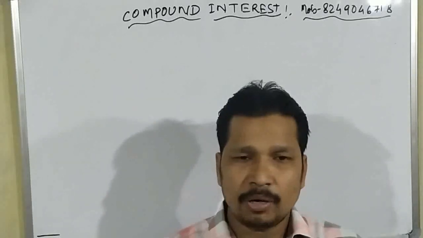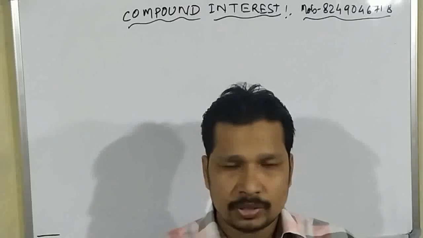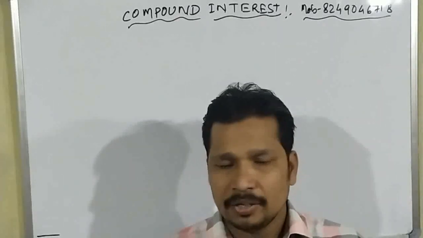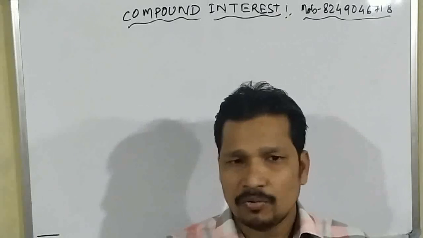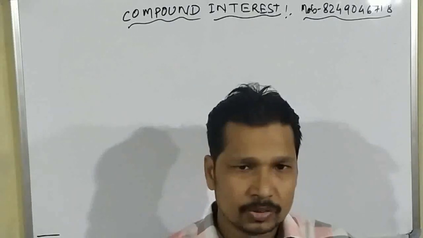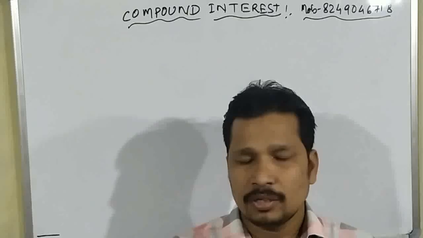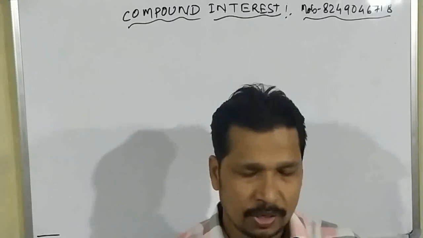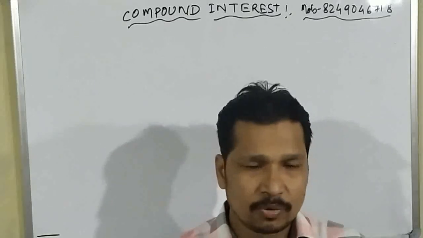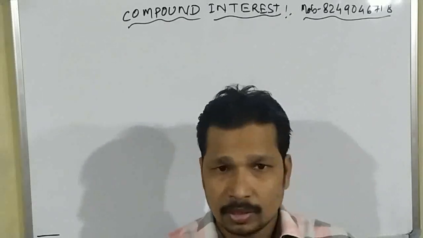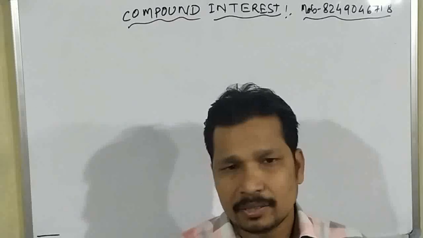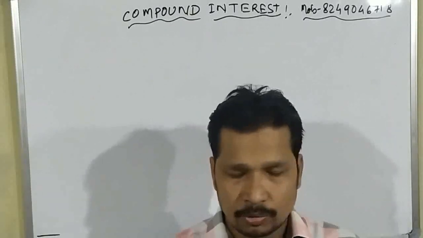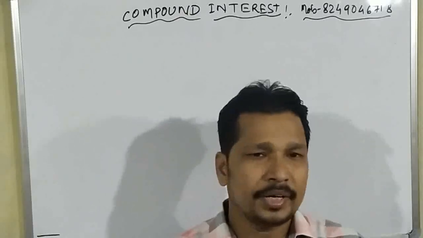After finding the amount of some years, we can find the compound interest by subtracting the principal from the final amount. Okay, students. So in this way, we have to follow different steps, more than one or two steps. But there is also another method by which we can find the compound interest, or find the amount directly.